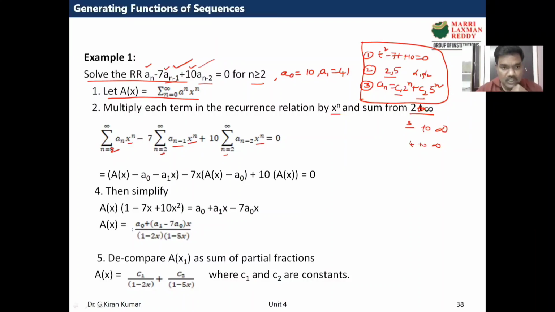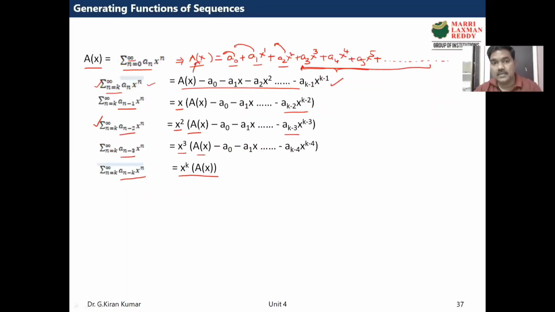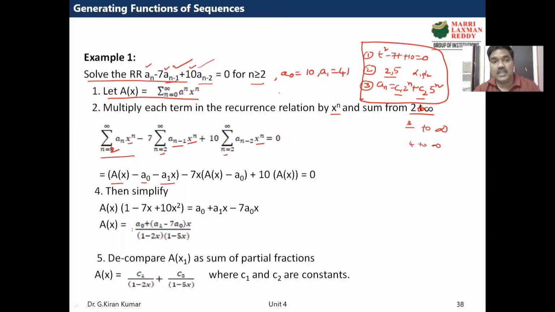Now we substitute these values. Tell me, what is the value of sum n equal to 2 to infinity a n x power n? It is nothing but A of x minus a naught minus a1 x. Is this clear? Please refer to your formulas. When n equal to k to infinity a n x power n, it is A of x minus the terms up to k minus 1, which we just deduct. As per this formula, n equal to 2 to infinity means up to n value 1 you have to deduct. So k equal to 1 means a1 x power 1. So it is A of x minus a naught minus a1 x.